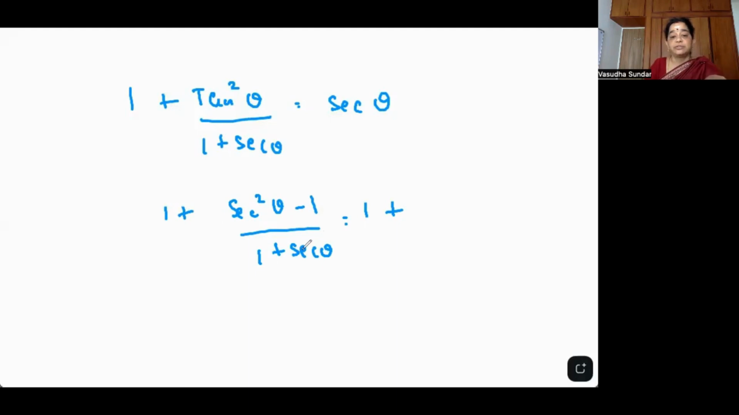How do I get rid of 1 plus secant theta? Why? Because on the right hand side, the denominator is 1. On the left hand side, you have a denominator of 1 plus secant theta, which means 1 plus secant theta should get cancelled. So this is how your thought process should be when you practice problems.